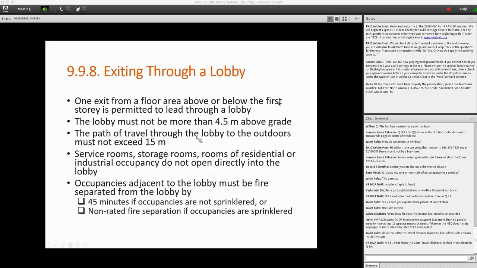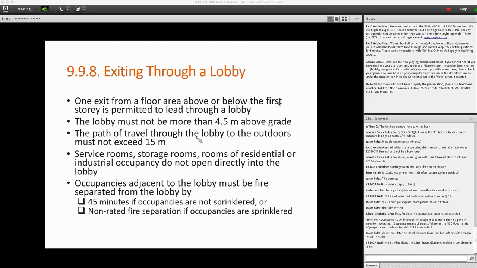Now, there may be cases where, typically, an exit will discharge to the exterior of the building. But there may be scenarios where it is nearly impossible to discharge the exits to the exterior, and the exits will actually have to discharge through other areas in the building or through a lobby. So Article 9985 of the code discusses exit through a lobby.